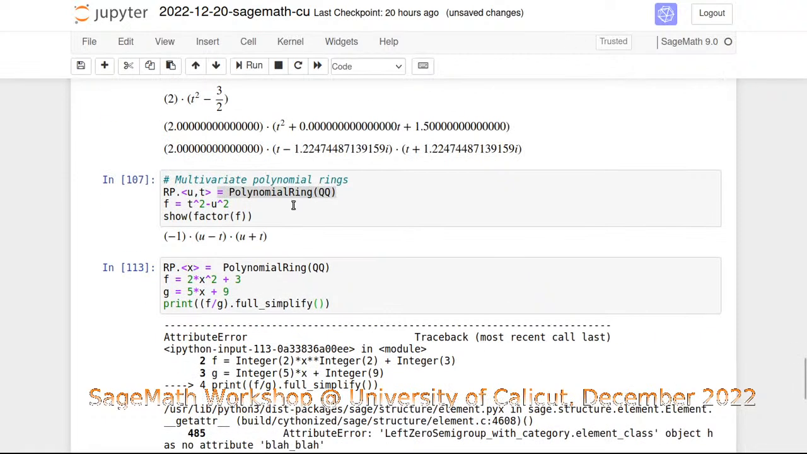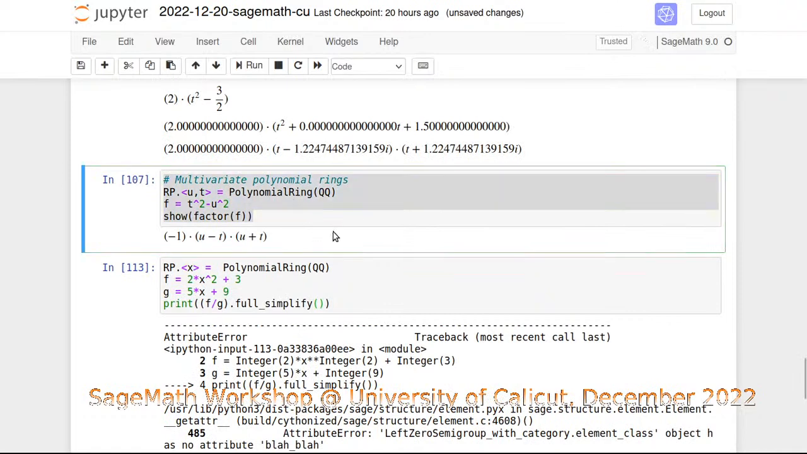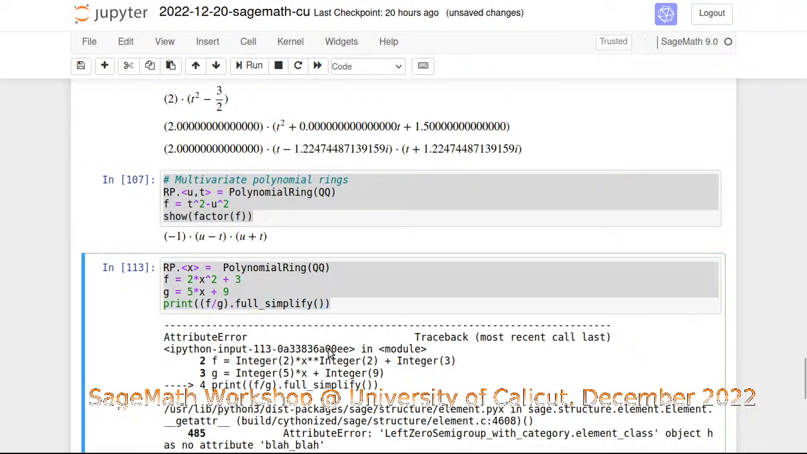Let me update this multivariate thing. Have I done that in the Google document? No. So this is not working.